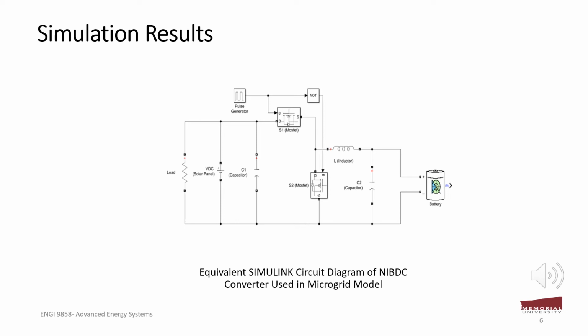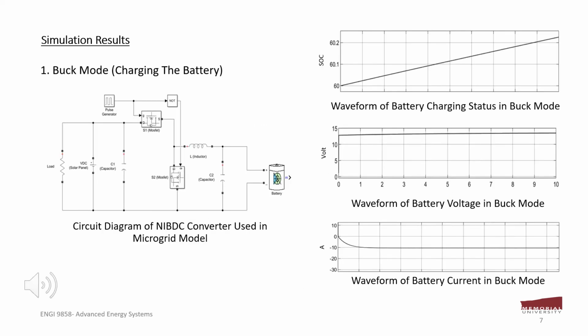The switching frequency of the pulse generator for controlling the switches is selected as 24 kHz. The values of the inductor and capacitors are chosen considering 10 to 20% ripple inductor current and 10% ripple output voltage, respectively. There are two modes of operation in this simulation. The first one is buck mode, or charging of the battery.